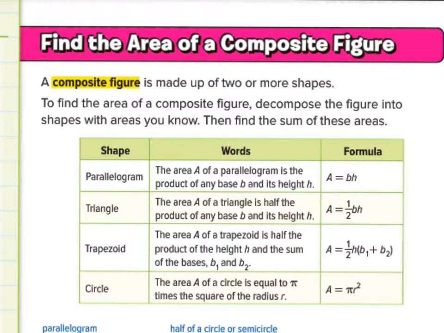Okay, so the main point of this lesson: what is a composite figure? A composite figure is made up of two or more shapes, and it can all look like one shape, but within that one shape there is more than one shape. To find the area of a composite figure, decompose the figure into shapes with areas you know. Then find the sum of these areas.